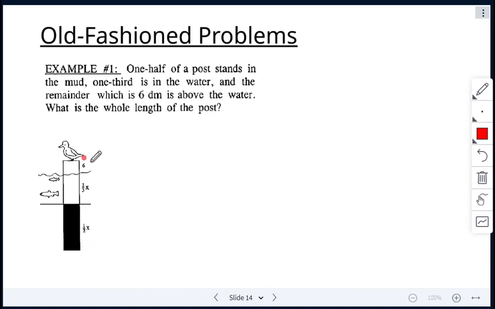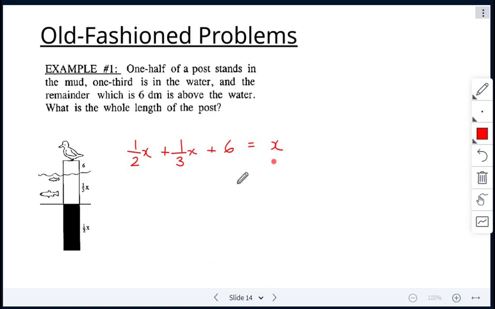All right, so we just have to add all of these up, and we don't know what the total is. So half of x, plus 1/3 of x, plus the 6 is equal to x. Okay, that's what we're trying to solve. What is the total length of that post?